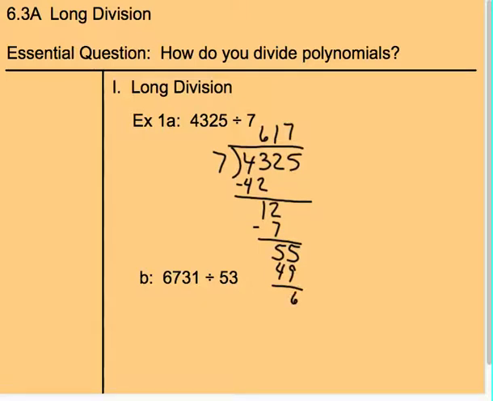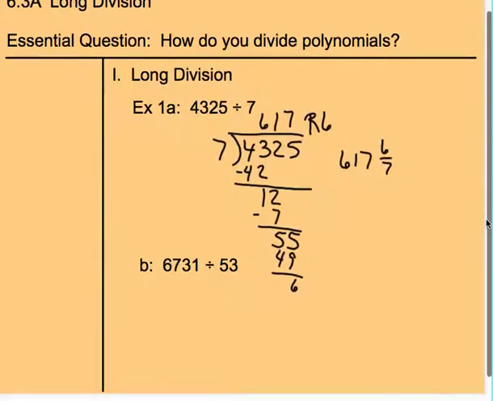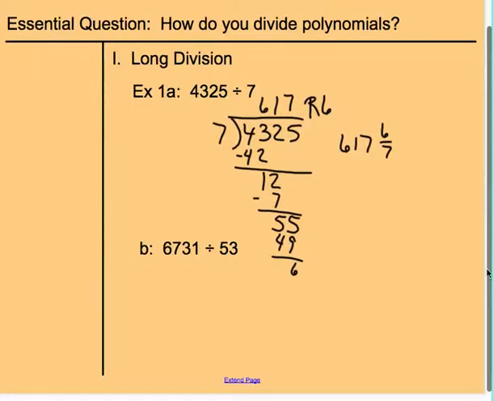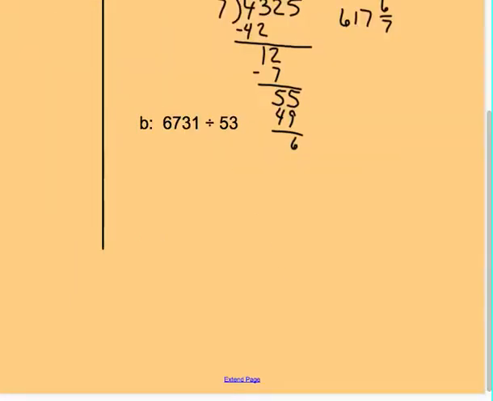Now remember, when we first learned long division, we would just put R6. But then we grew up and learned a little bit more about how numbers work and started using fractions. So our big boys and girls answer would be 617 and 6/7. And that's how we'll express our answer with the polynomial, not with the R, but as a fraction. Okay, so that was kind of a simple one. Let's take a look at one that's maybe a little bit more complicated.